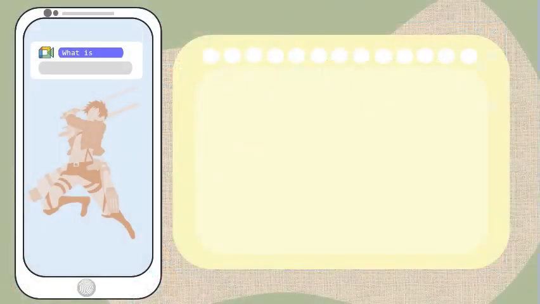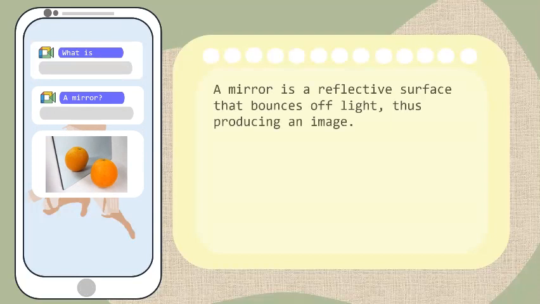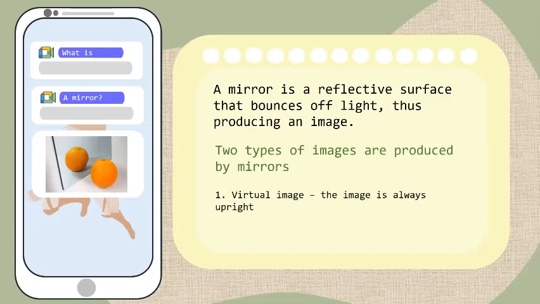A mirror is a reflective surface that bounces off light, thus producing an image. Two types of images are produced by mirrors. It can be a virtual image, where the image is always upright, or it can be a real image, where the image is always inverted.